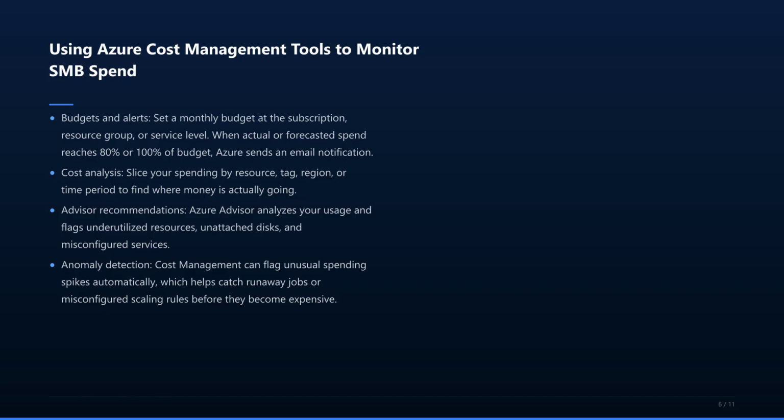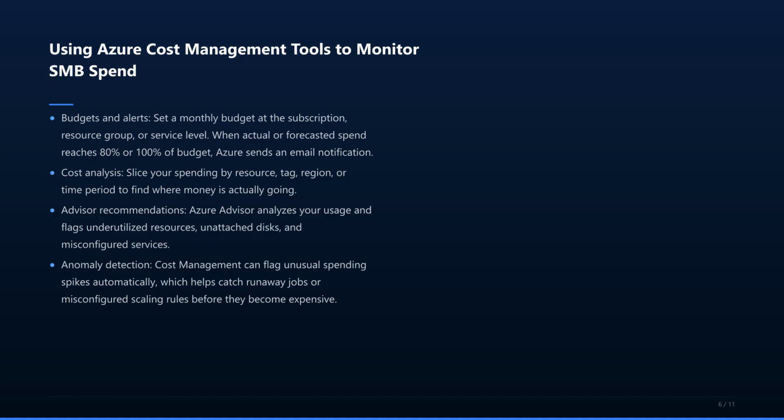Budgets and alerts. Set a monthly budget at the subscription, resource group, or service level. When actual or forecasted spend reaches 80% or 100% of budget, Azure sends an email notification. Cost analysis. Slice your spending by resource, tag, region, or time period to find where money is actually going.